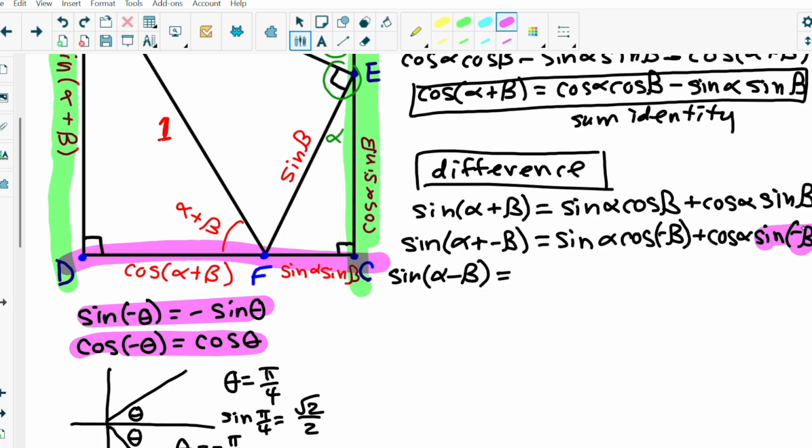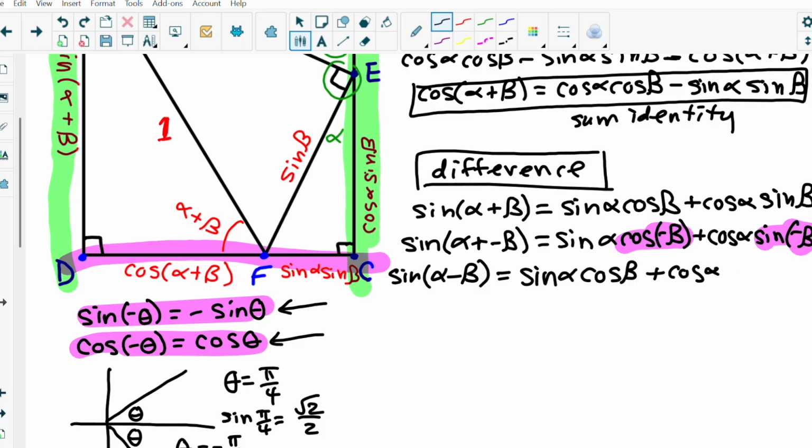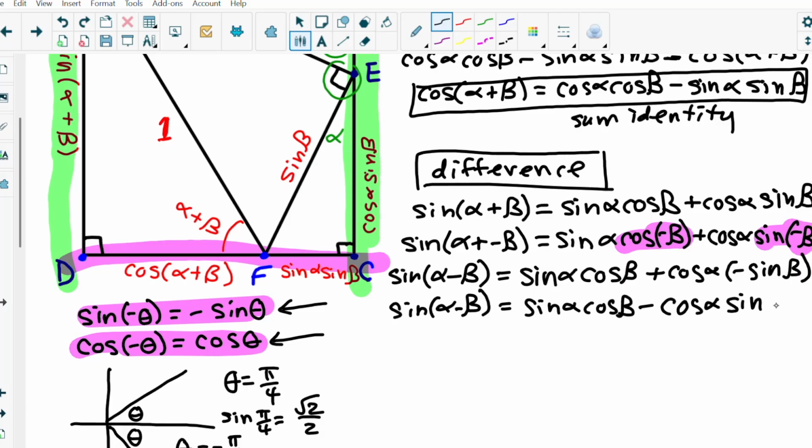when I look at sine of negative beta and cosine of negative beta. That equals sine of alpha. What's the cosine of negative beta? Right here. It's just cosine of positive beta plus cosine of alpha. What's sine of negative beta? That's times negative sine of positive beta. Let's finish this up, clean it up. Sine of alpha minus beta equals sine of alpha cosine of beta. This negative sine of beta, I'll bring the negative sign out here. Cosine of alpha, sine of beta.